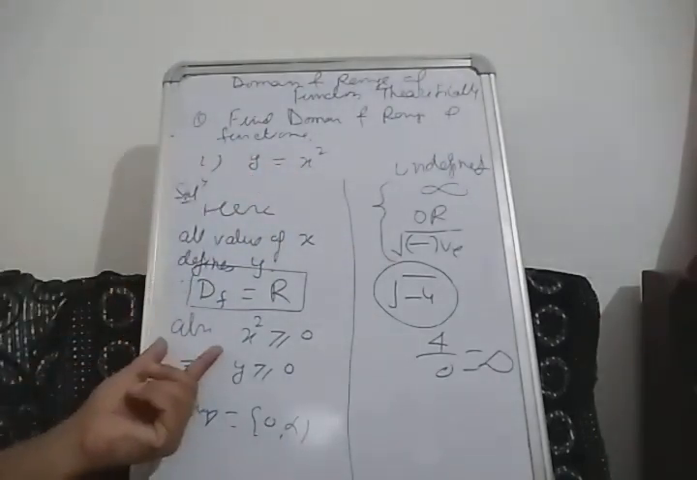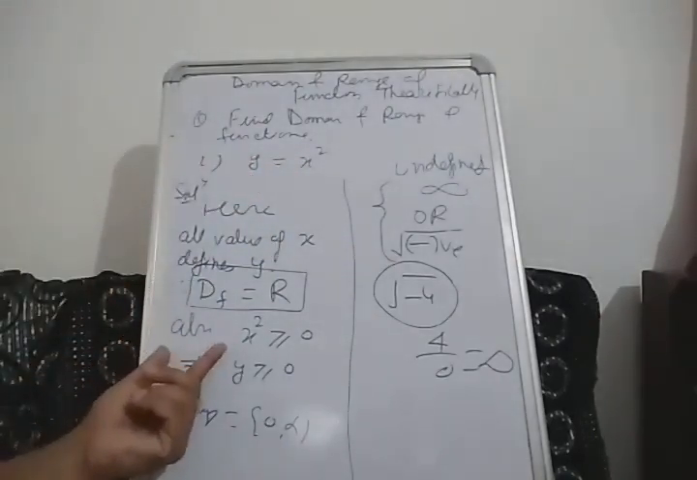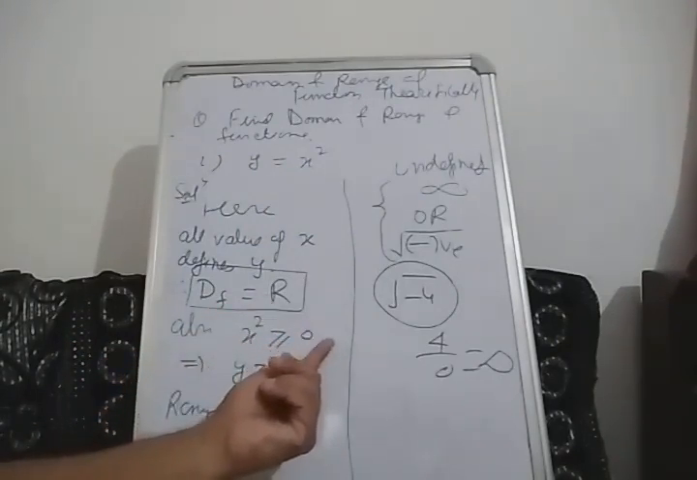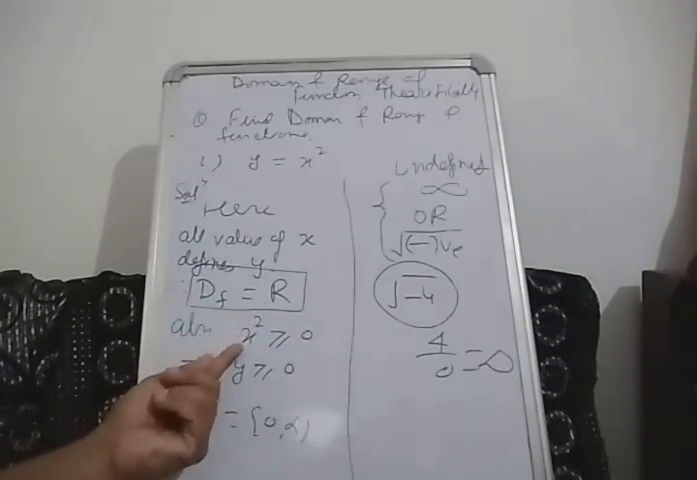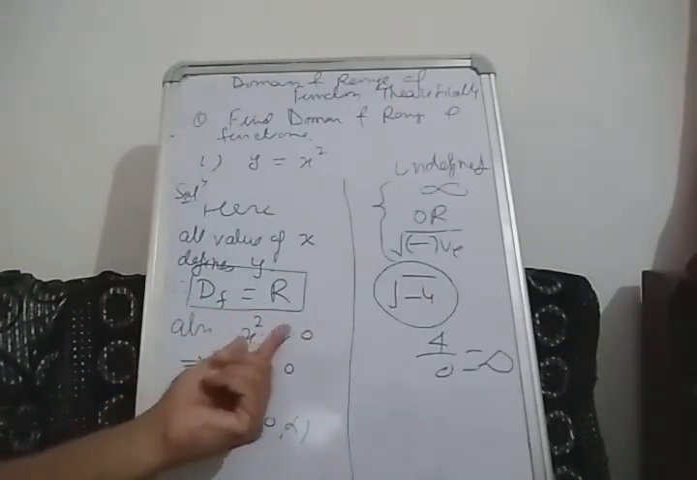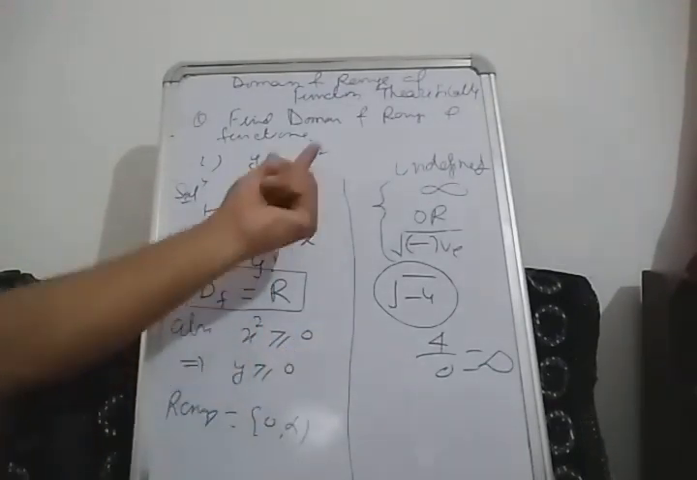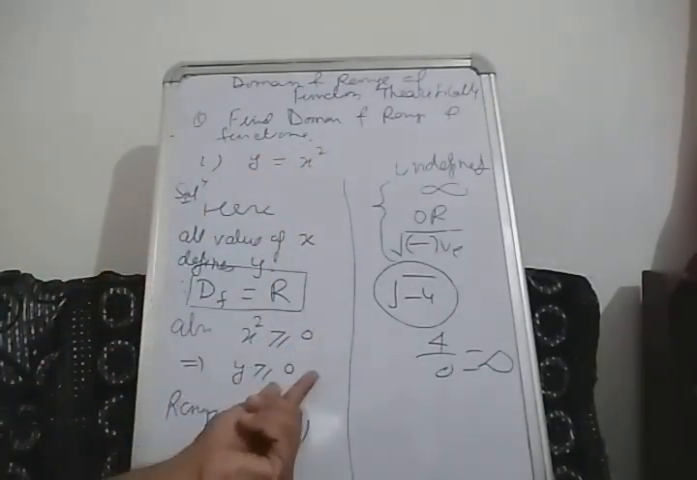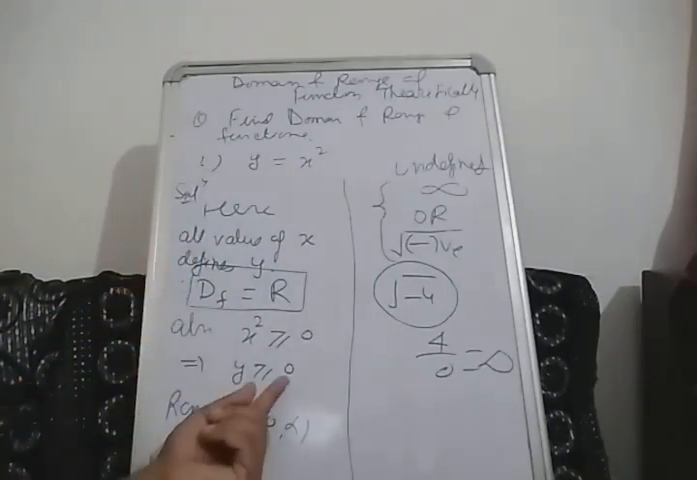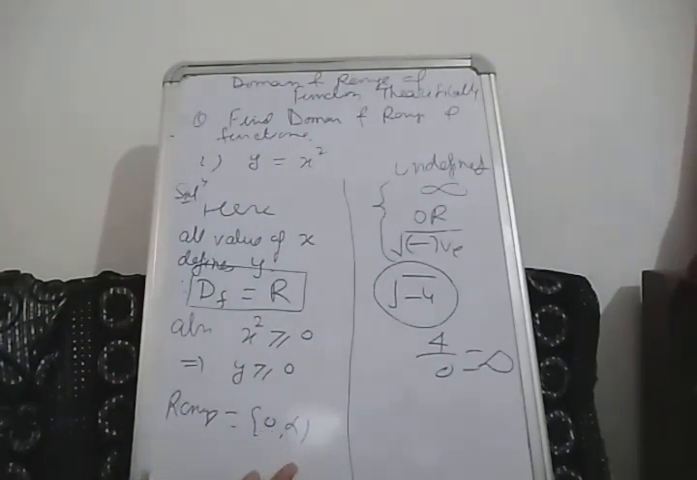So how will you prove this? We know that the square of any number is always more than or equal to 0. You can check it: the square of any real number is either 0 or more than 0. This means x squared is always more than or equal to 0. But x squared is y, so y is more than or equal to 0, and y means range. So the range is more than or equal to 0, and in interval form you can write it as 0 to infinity, right?